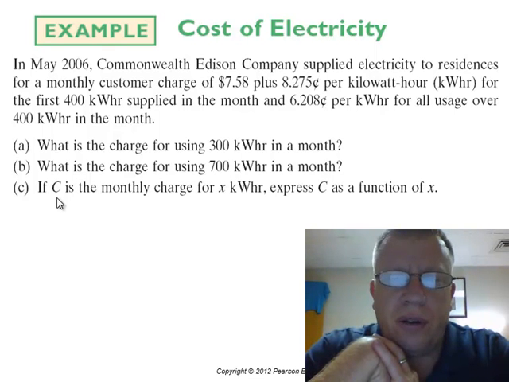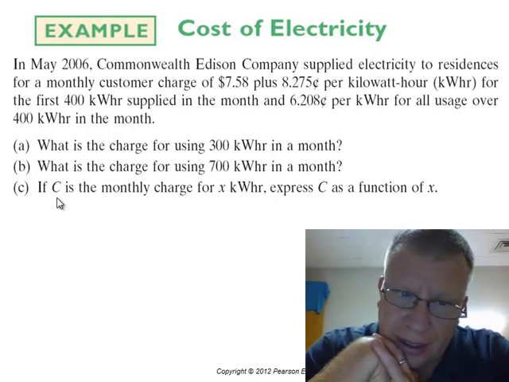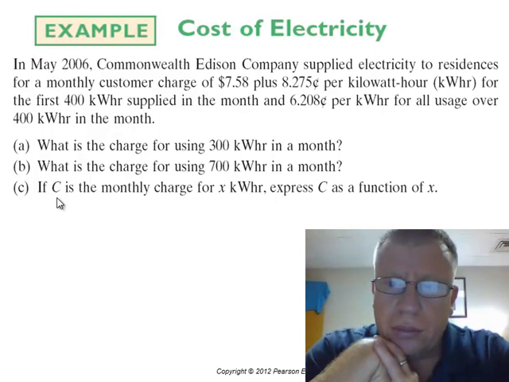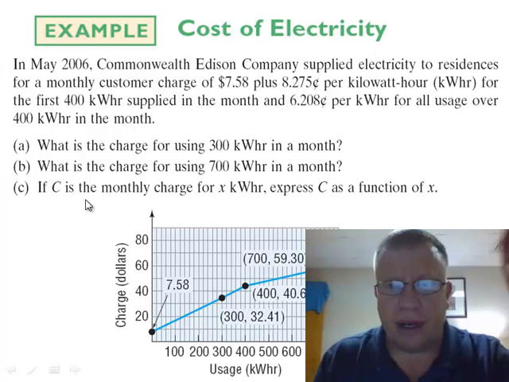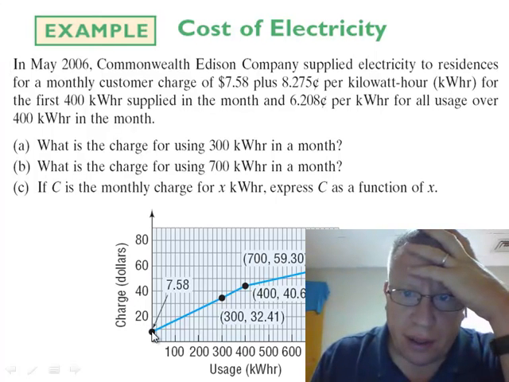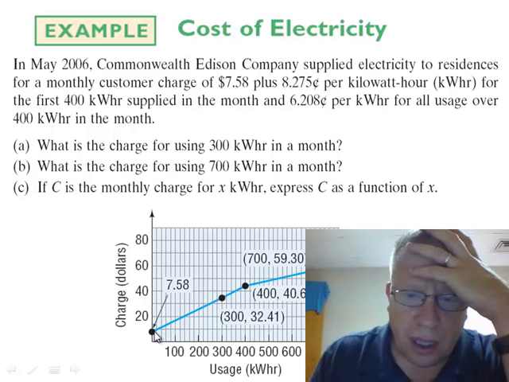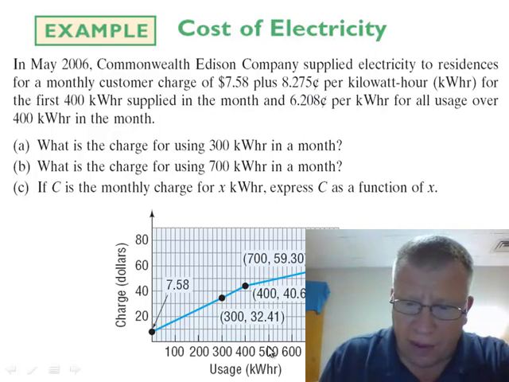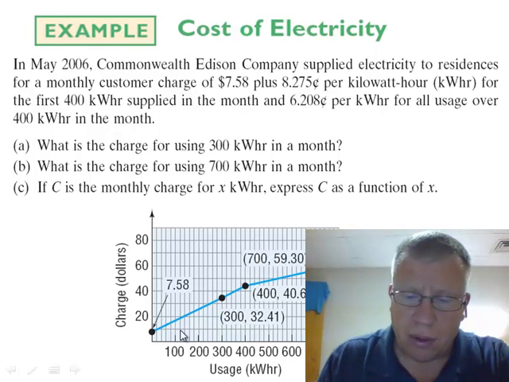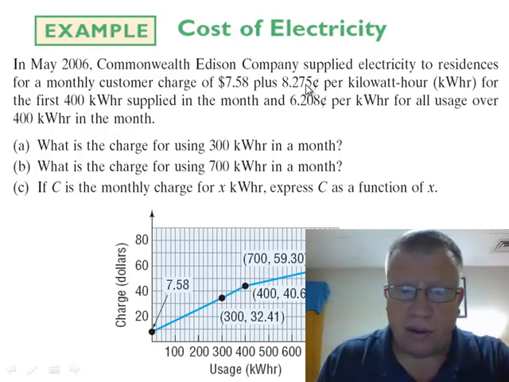And then 6.208 cents per kilowatt hour for all usage over 400 kilowatt hours. Okay, so let's take a look at what the graph looks like right here. Starting off with 7.58, and we are going up at a slope of 8.275 cents per kilowatt hour. On the horizontal, we've got the number of kilowatt hours used, so it shouldn't be a surprise that the slope of this little line segment here is the 8.275.